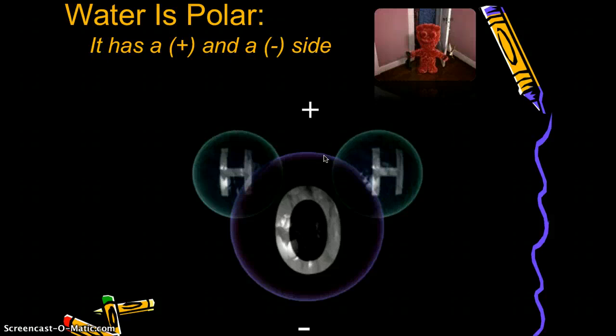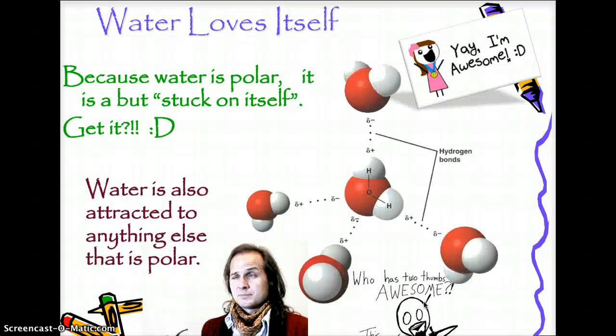And as it turns out, water, therefore, is polar too. It has a positive end, which is over by the hydrogens, and it has a negative end, which is on the opposite side of the hydrogens. And because it's polar, that means that just like any other magnetic type of object, it pulls on things that are polar too. Water is stuck on itself, you might say, because it's attracted to other water molecules. The positive end of one water molecule is attracted to the negative end of another water molecule. They like to hang around with each other. Kind of like science nerds. We all like hanging around with each other.